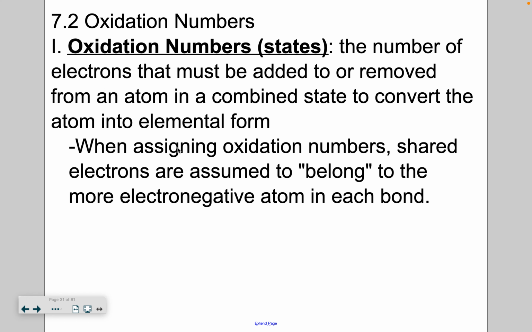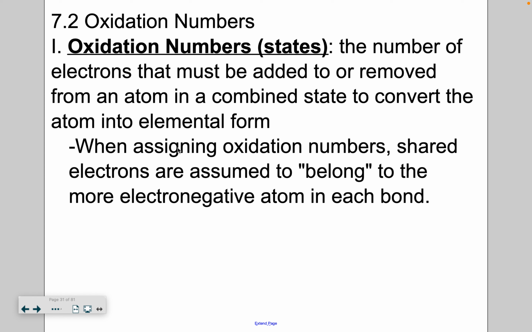So oxidation numbers can also be called oxidation states, and basically it's the number of electrons that can be added or removed from an atom in a combined state so that it can be converted or bond with another element or compound. So oxidation states on the periodic table, I have them written on top. It's the +1, the +2, and then you skip the D block, and it's the +3, the 4, -3, -2, -1. Those are technically oxidation numbers or oxidation states.